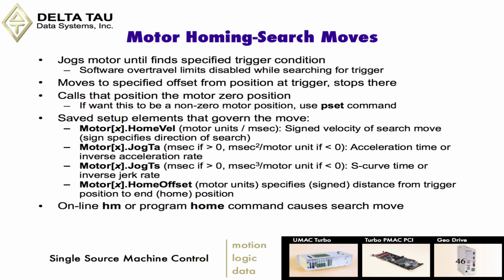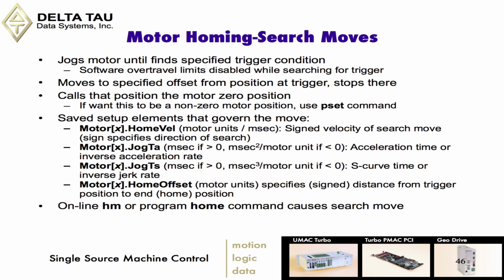There's also an optional home offset. Once it finds the trigger and what the home position would be, it would move to the offset, and that's also a signed distance from the trigger. Same thing as in the triggered jog moves, where you have the caret symbol and then the value after the caret symbol. So this provides that same functionality as the triggered jog moves.